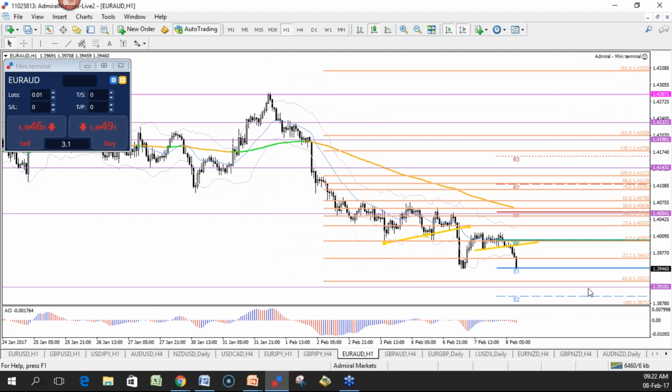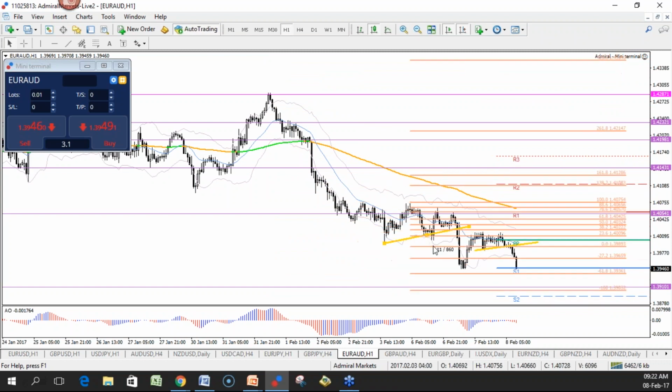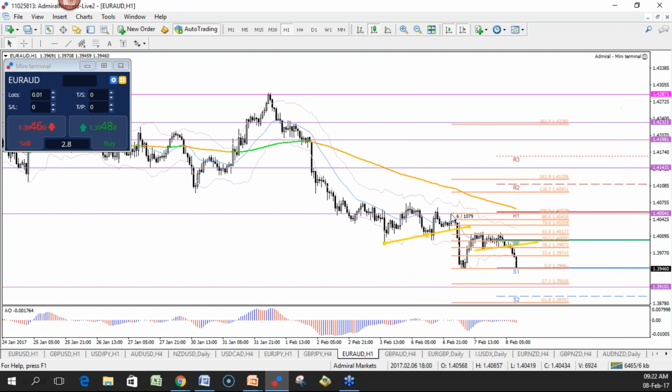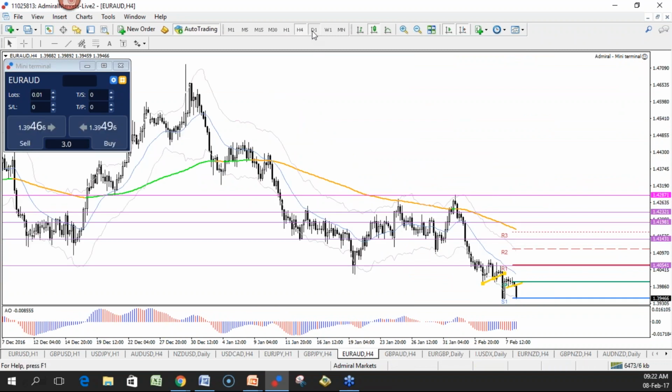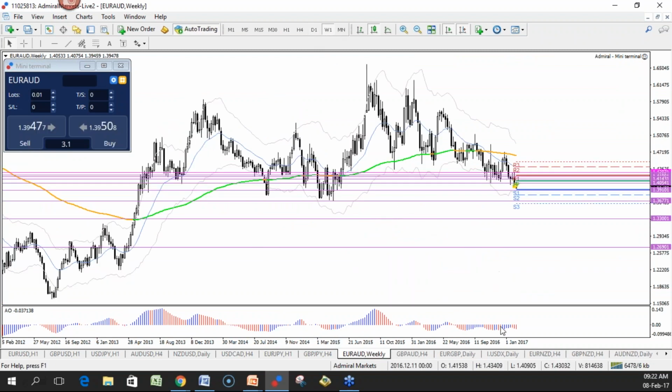Yeah, there is a minus 61.8 target there. Minus 272 target. So it seems pretty likely. You can check other time frames here.